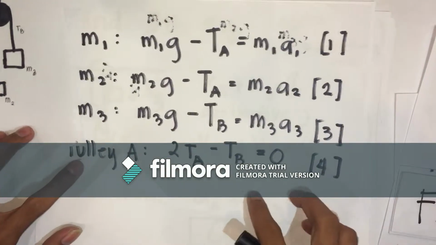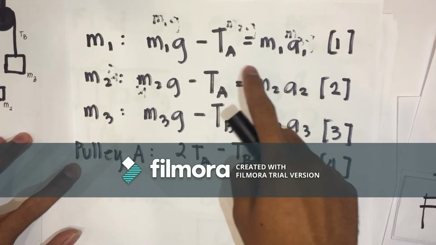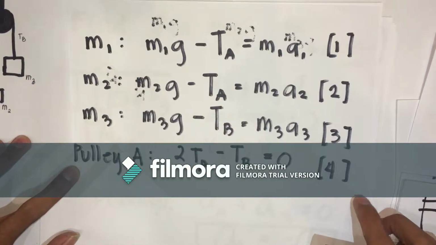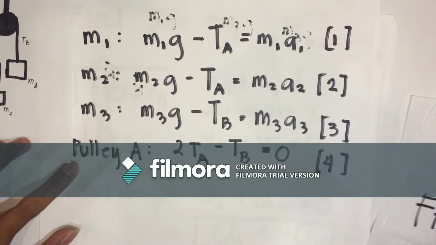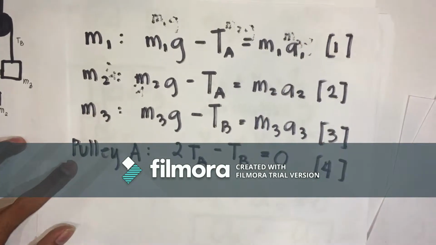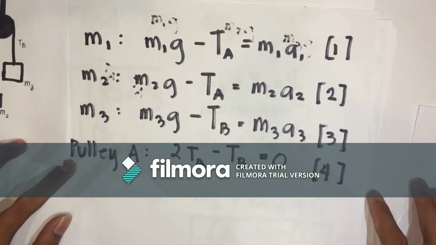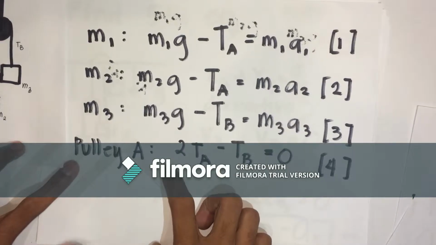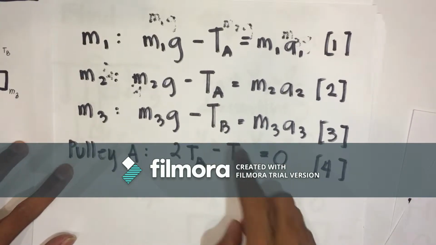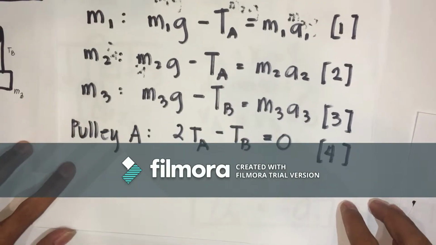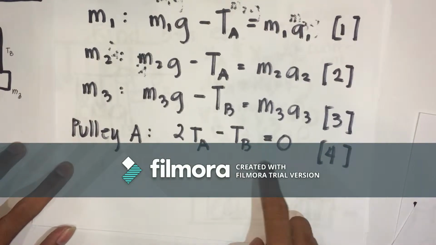Next, the equations. For M1, we have M1G minus TA is equal to mass of box 1 times the acceleration of box 1. M2 is just a replicate of the equation of mass 1, except we swap all the number 1s with 2. The same goes for number 3, but the tension involved in mass 3 is tension B. Next, the equation for pulley A is 2TA minus TB is equal to 0.